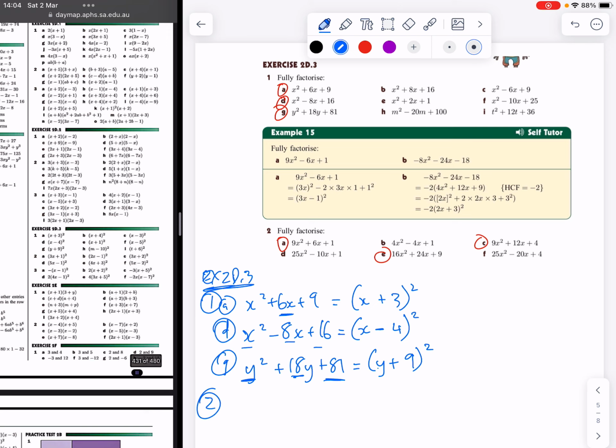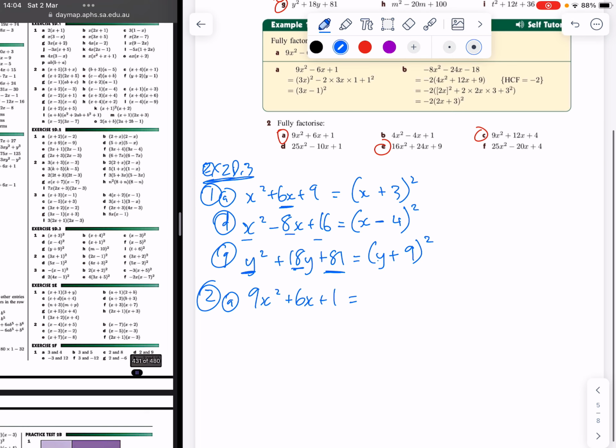A: 9x squared plus 6x plus 1. Remove a common factor if possible. No, 9 is not common to 1, so what do we do here? Well, this is a square number and that's a square number, so we just do perfect squares. What do I square to get 9x squared? I square 3x. What do I square to get 1? 1. 3x times by 1 times by 2 is 6x. Yes, it is. So this is a perfect square.